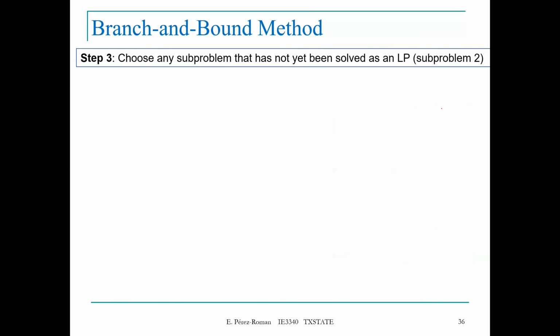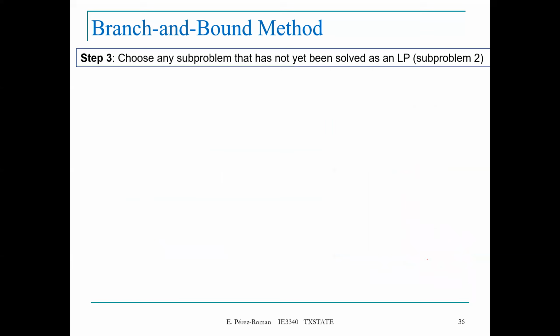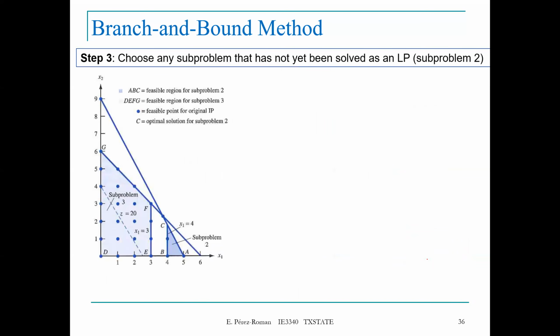So step 3 is to choose any subproblem that has not yet been solved as a linear program. So we are going to choose subproblem number 2. Subproblem number 2 is this one, this triangle right here. So we are choosing subproblem number 2. So we are going to focus on this triangle.